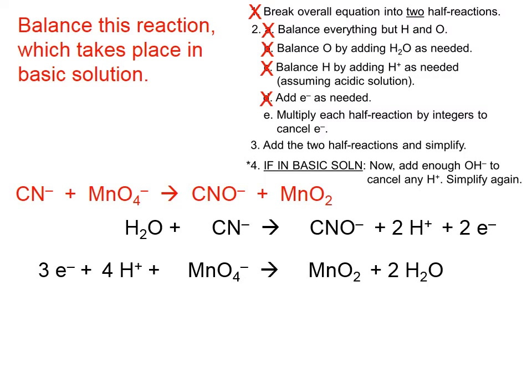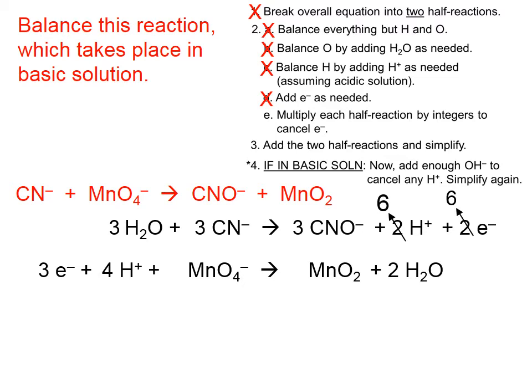Okay, step 2E. Multiply each half reaction by integers to cancel the electrons. Here we have 2 electrons in this half reaction, and we have 3 electrons in this half reaction. Hopefully you can see that what we're going to need to do is multiply this entire top half reaction by 3 and the entire bottom half reaction by 2. So let's do that. We're going to change 1 water into 3, 1 cyanide into 3, one of those ions into 3 of them, multiply the hydrogen ion by 3, multiply the electrons by 3.